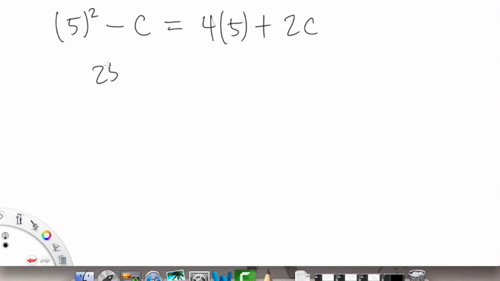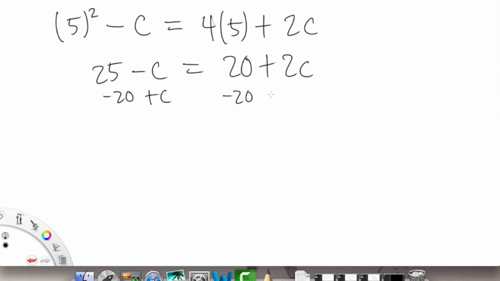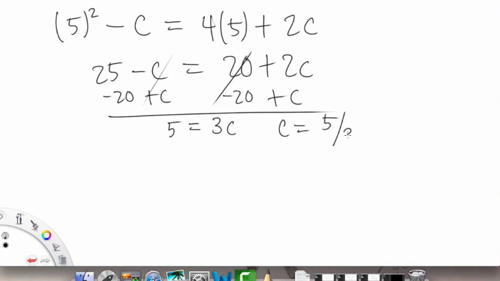So what we get is 5 squared minus c. And then on the right side, we have a 4 times 5, which was subbed in for the x, plus 2c. Okay, now we're just going to solve. So 25 minus c equals 20 plus 2c. And then if we subtract 20 on both sides and add this c over to the right side, this cancels out, that cancels out, and we get 5 equals 3c. So our c is presumably 5 over 3.